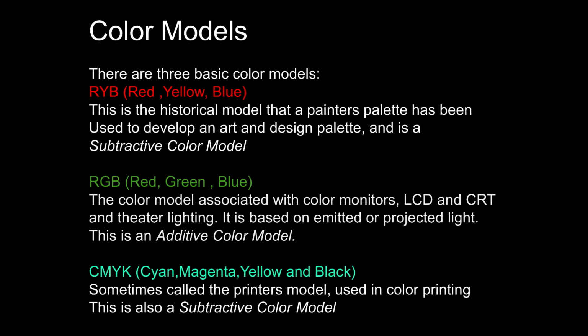RGB, red, green, and blue. That's the color model associated with color monitors. So when we're looking at LCD monitors, CRT, theater lighting, it's based on this model of RGB, emitted or projected light. This is called additive color, because as you project those red, green, and blue together, they actually get lighter. If you project red, green, and blue all together, they'll become white light. And then CMYK, cyan, magenta, yellow, and black.